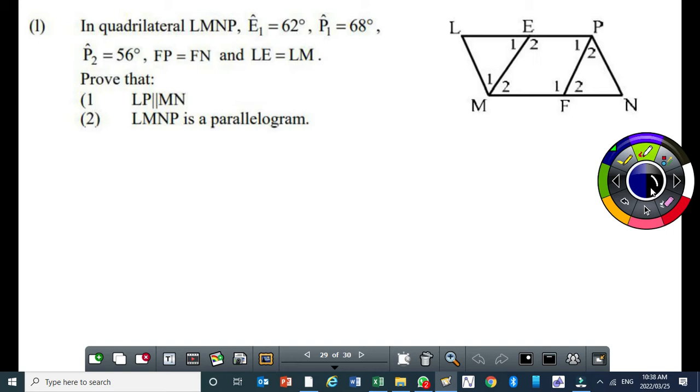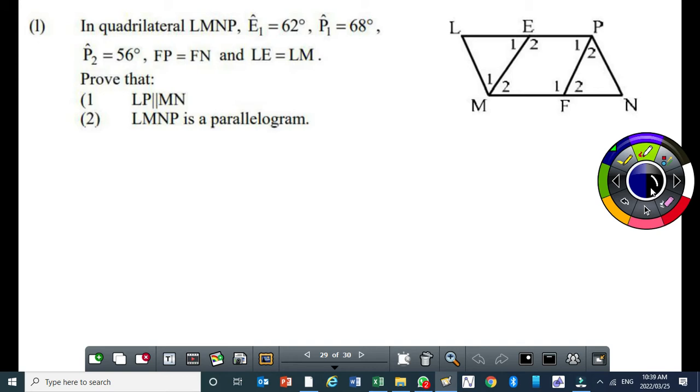So, first, the line that we want to prove is parallel to the other one is LP parallel to MN. So, all I have to do is, either I can prove that E1 is equal to E2, or I can prove that P1 is equal to P2. If E1 is equal to M2, or if P1 is equal to F2, then I can say, therefore, the two lines are parallel because of alternate angles being equal.